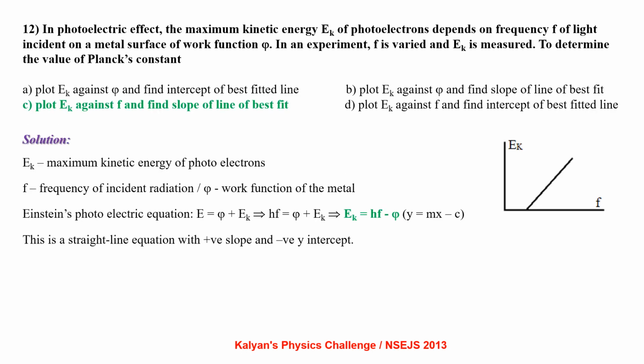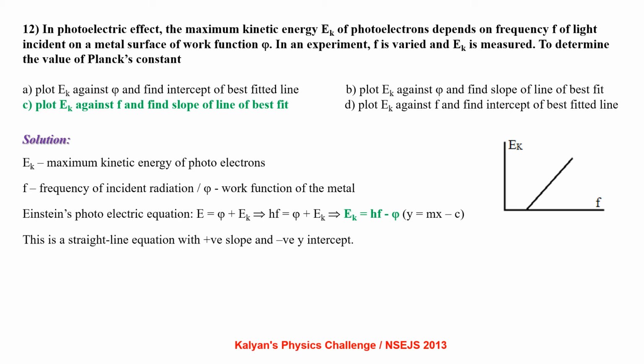In photoelectric effect, the maximum kinetic energy Ek of photoelectrons depends on frequency f of light incident on the metal surface of work function phi. In an experiment, f is varied and Ek is measured to determine the value of Planck's constant.